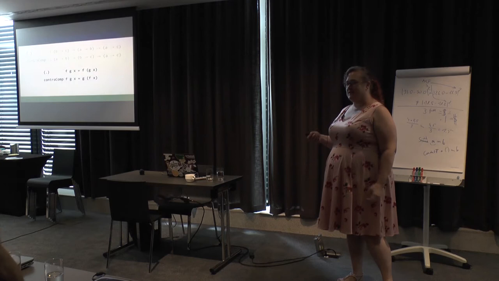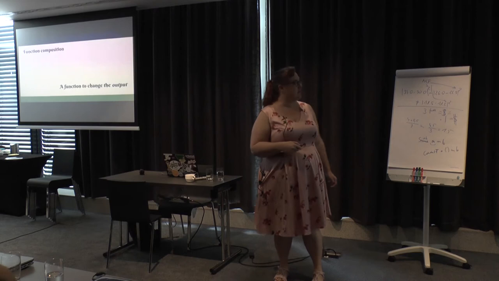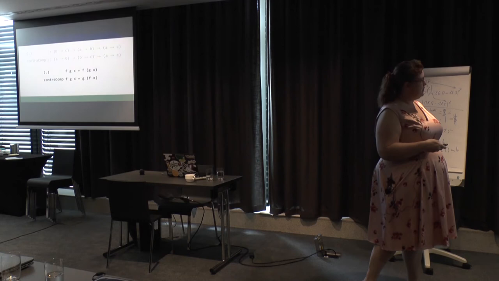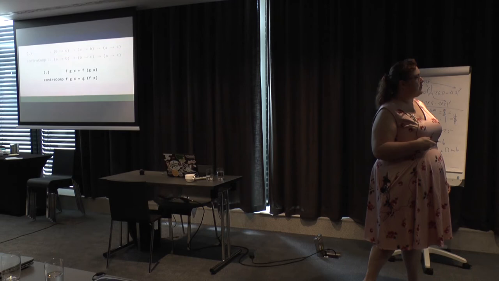Okay, next. So function composition is a function that allows us to change the output of something, right? So if we go back and look here, with function composition, we have an A to B function, and we want something that allows us to change it into an A to C function. And so that's what our B to C function does for us. It takes us from this B, that's the output of that function, to a C.